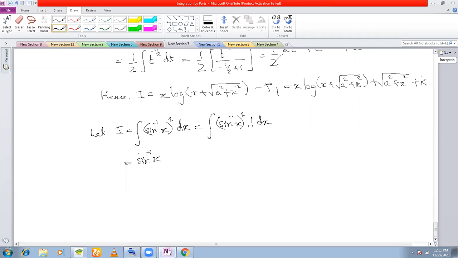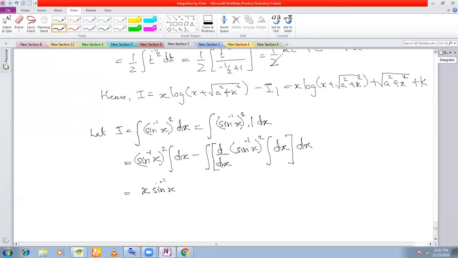And you take sin inverse x whole square as your first function, 1 as your second function, minus integral of derivative of sin inverse x whole square into the integral of 1 dx and whole thing within dx. So this becomes x sin inverse x whole square minus integral of derivative of sin inverse x whole square, which is twice sin inverse x into the d/dx of sin inverse x, which is 1 by root 1 minus x square, into x dx.